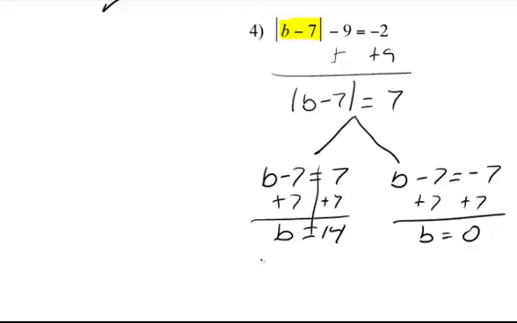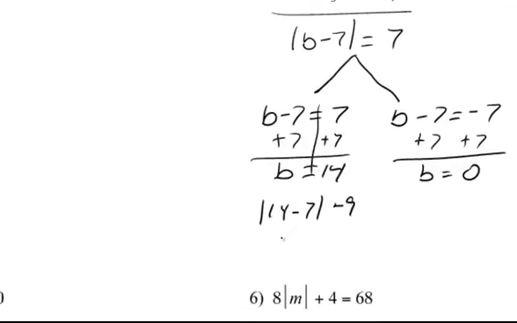So 14, absolute value of 14 minus 7, minus 9. 14 minus 7, absolute value is 7 minus 9. Well, absolute value of 7 is 7. 7 minus 9 is negative 2. Equals negative 2. Check.